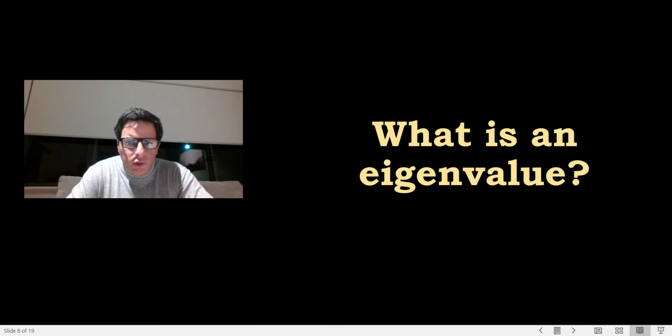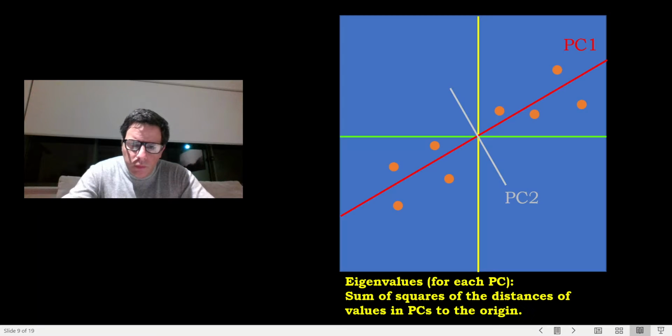The next question is, what is an eigenvalue? To calculate the eigenvalue for each of the principal components, what we need to do first is to project all the observations to the principal component. So for PC1, or principal component 1, we are going to project all these observations.